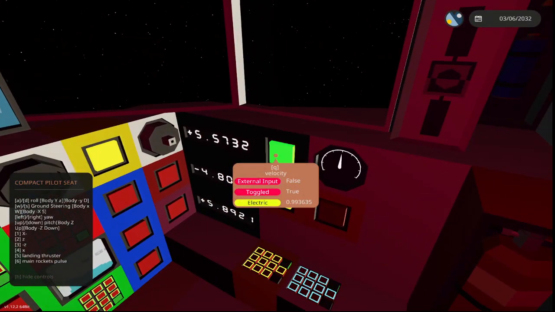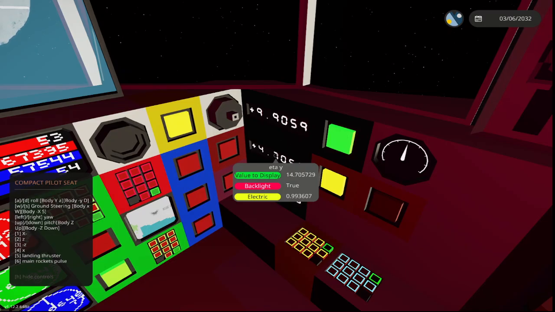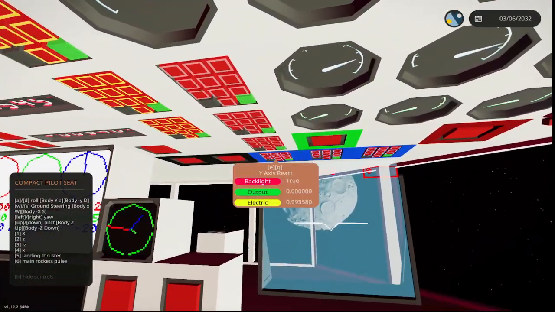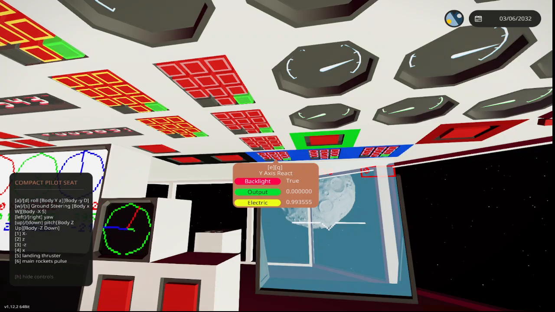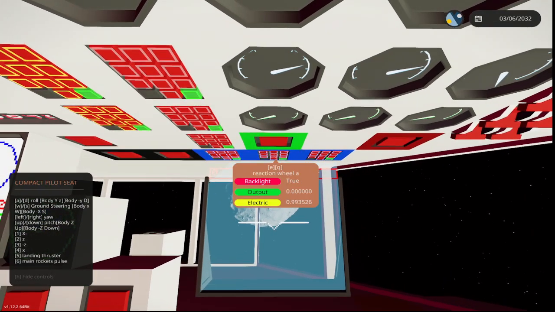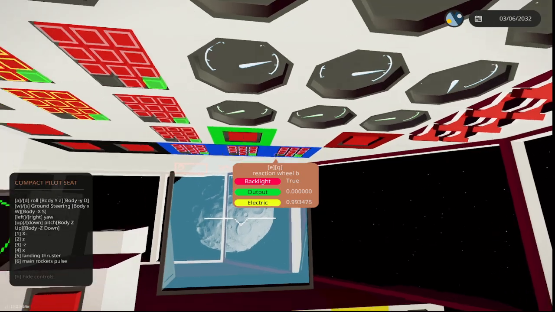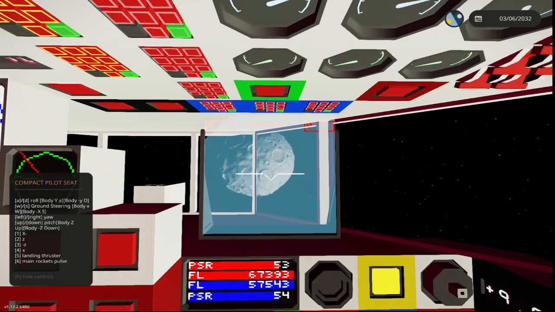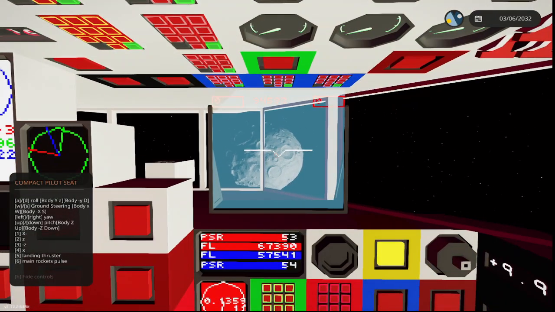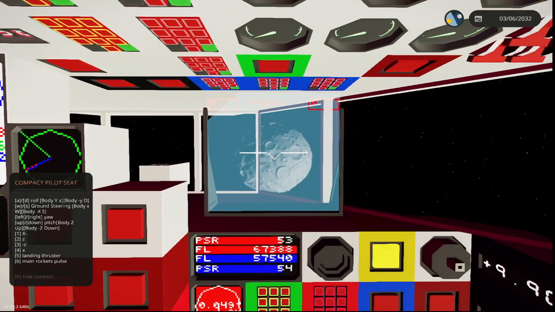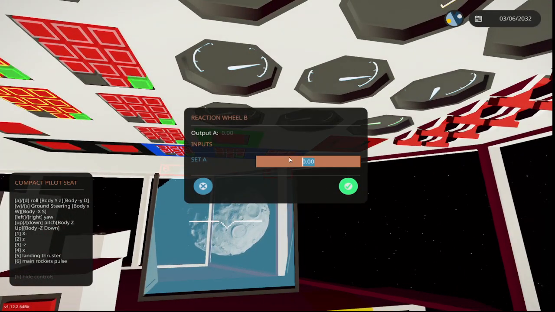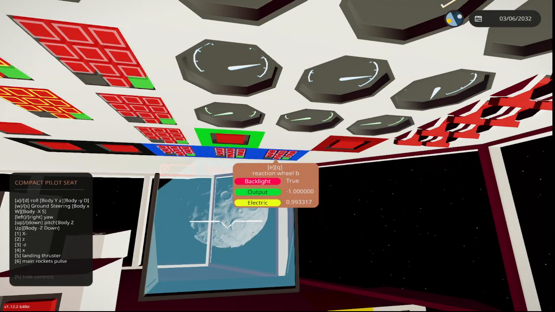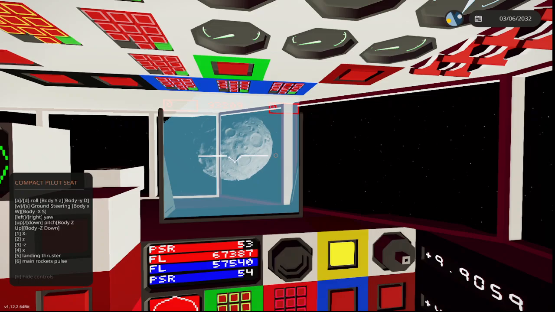Alright, so I've activated the rear stability thrusters. Yeah, so we will slow down here, and then what I'll do is I'll turn on the reaction wheel. I can't remember which way these had to go. Let me see. This one here has to go like this. This one had to go like that, is that right? I'm just trying to slow us down here.